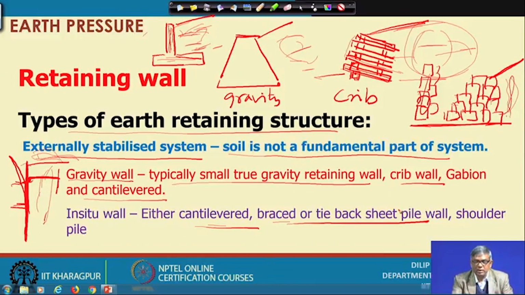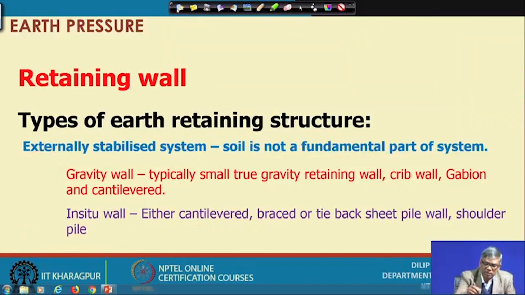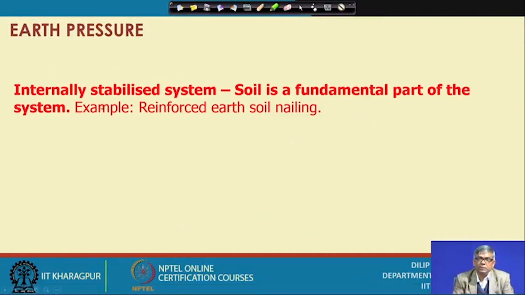So, the externally stabilized walls are cantilever, gravity, crib, gabion, and sheet pile wall, all those things are externally stabilized. Next, I will see the other one, that is internally stabilized system. Internally stabilized system means what exactly? Internally stabilized system means that the soil itself will act as a part of the stabilizing system. Soil is a fundamental part of the system.